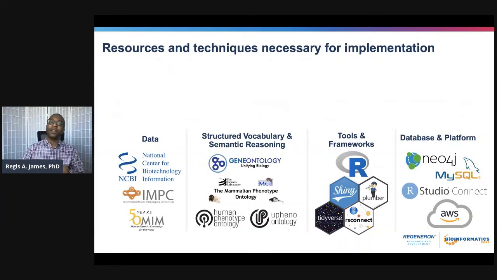In order to do this particular code project, though, a lot of resources were needed. So data from the NCBI, the National Center for Biotechnology Information, the IMPC, International Mouse Phenotyping Consortium, and OMIM, Online Mendelian Inheritance in Man, those organizations have data that I was able to extract. So the gene ontology, mammalian phenotype, human phenotype ontology, and also an interesting and very useful additional ontology, which is the eupheno ontology. So the eupheno ontology has relationships between the mammalian descriptions, so non-human mammals, and the human.